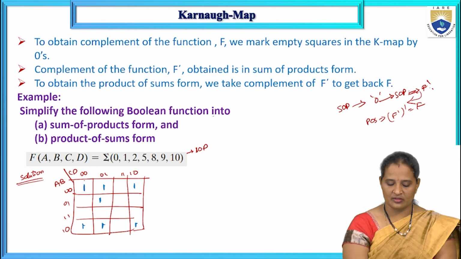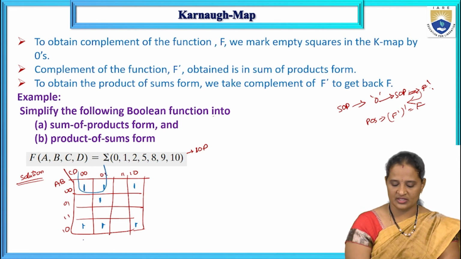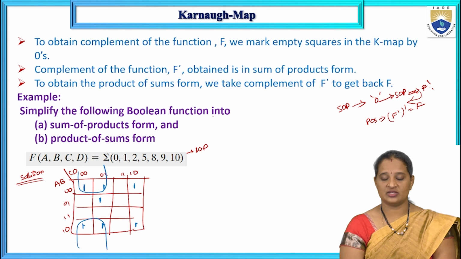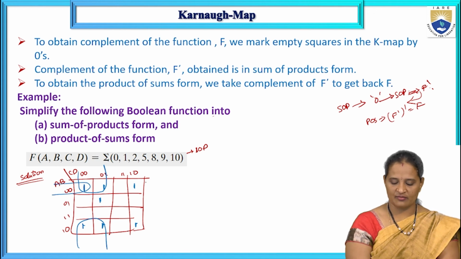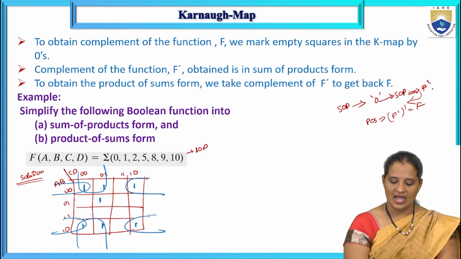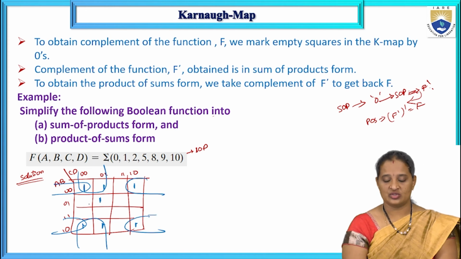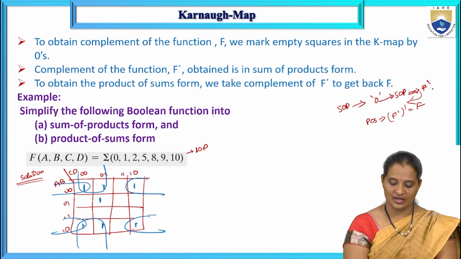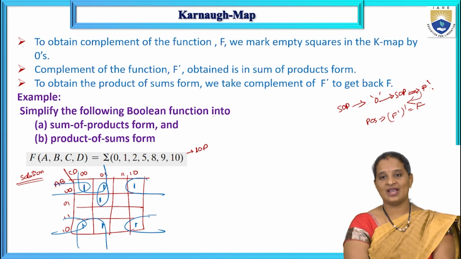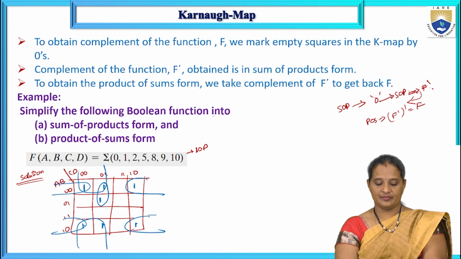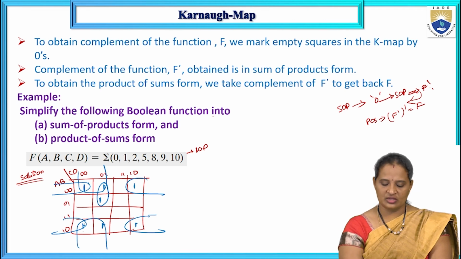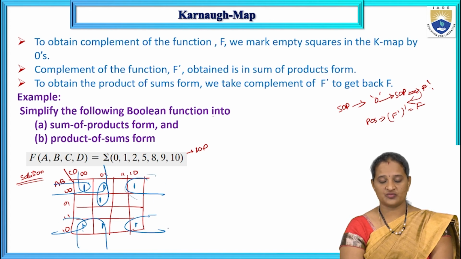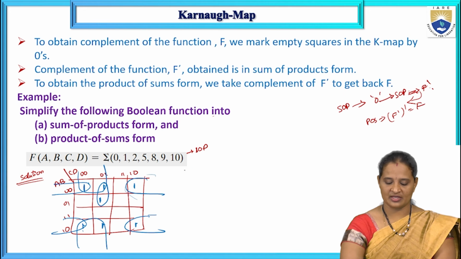Now group them together. I can form a group with these 4 so that a quad is formed. And one more, I can form a group with the corner elements so that one more quad is formed. And one 1 is left here, so I could not form any other groups. I can use this one again. Even though these 2 ones are covered by the earlier group, I am using them again such that one more quad is formed in order to get a more simplified expression.